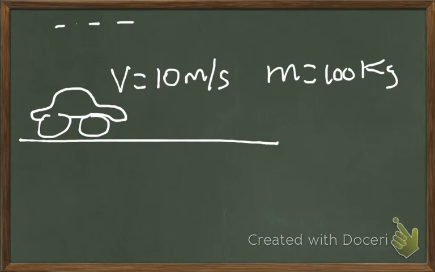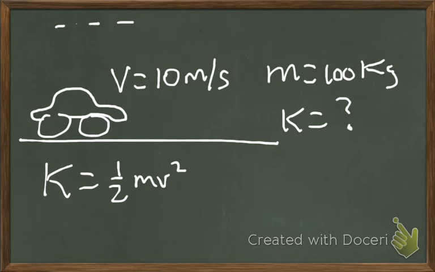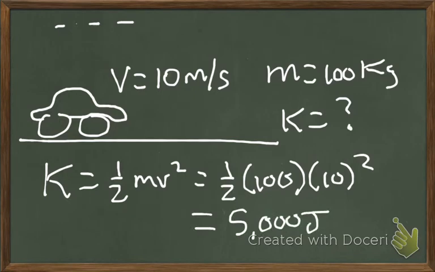Here is a very basic calculation using kinetic energy. We have a car that's in motion. I want to know how much energy this has. So we use our equation that we learned, 1/2 mv squared, and we plug everything in, and we find that it has 5,000 joules. So those are the two most basic ways to calculate kinetic and potential energy.